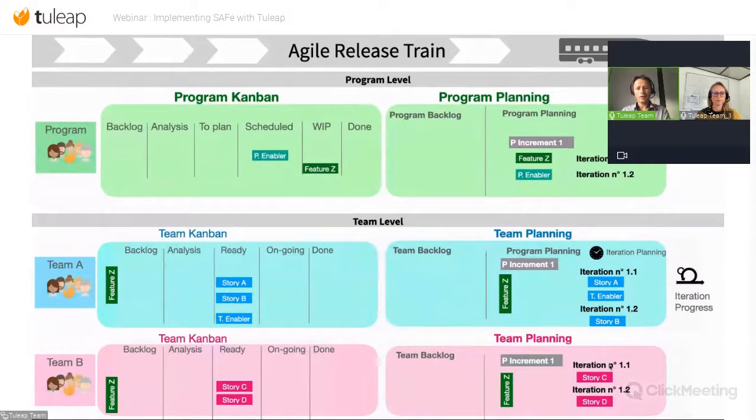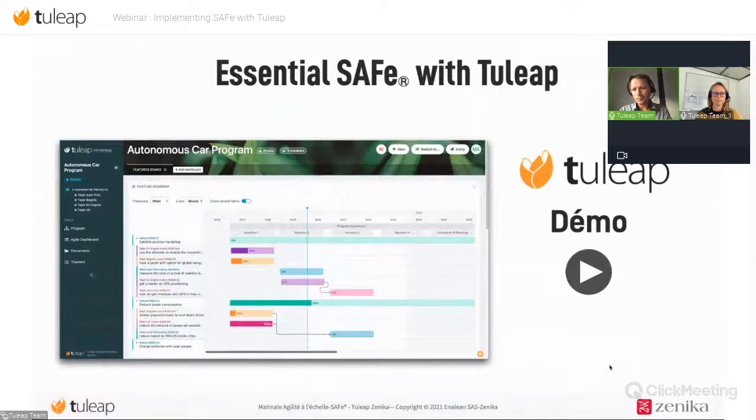Okay, so let me show you now how it works. We will do exactly the same scenario that I just showed you. Just to note the colors: when it's green, this is the program, and the two teams are pink and blue.